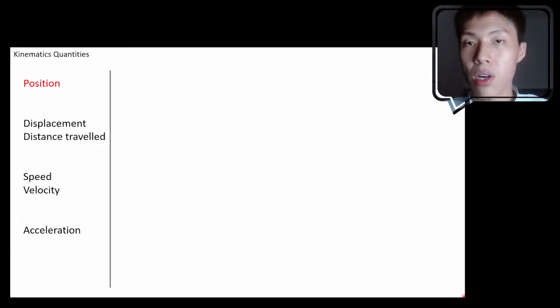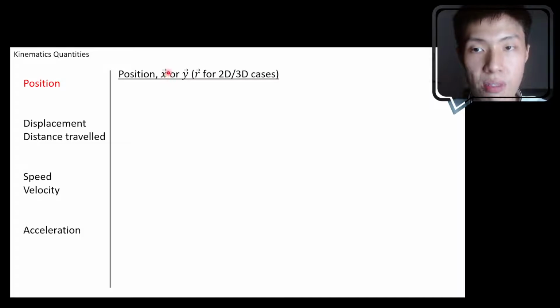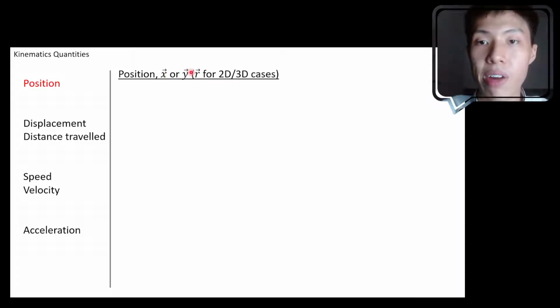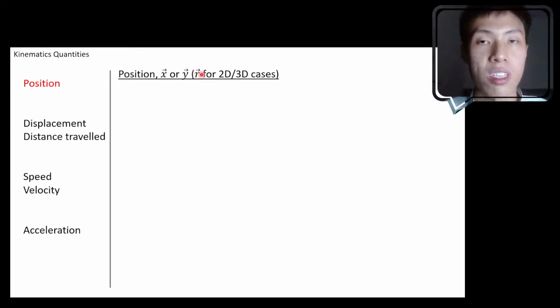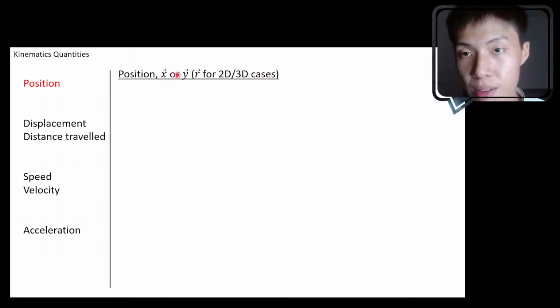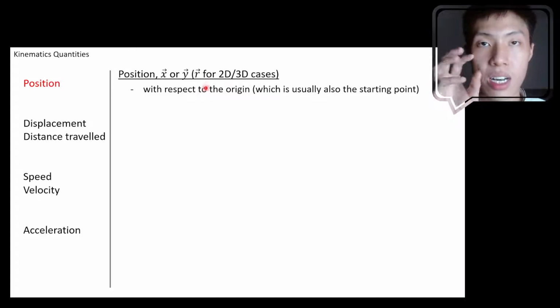Okay, so the first thing that we are going to study today is the kinematics quantity called position. Usually we describe it with a vector x if it's moving in the x dimension, a vector y if it's moving in the y dimension, or a vector r if it's moving in both dimensions or even 3 dimensions. If it's 3 dimensions, usually it's x, y, and z. So this is the vector form for position, and we always define our position with respect to the origin.